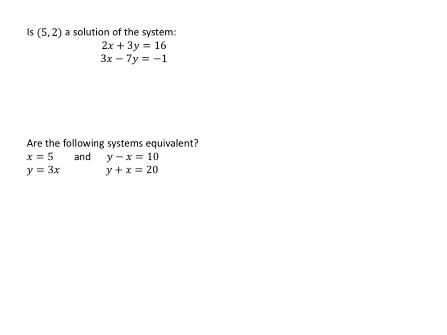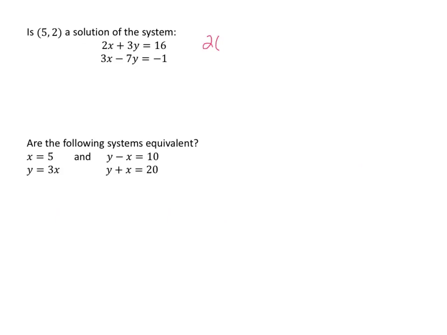So to get started, we're just going to identify a solution to a system. Is the point (5,2) a solution to this system? This is a very, very simple problem. You won't even see this on a test. You plug 5 in for x, 2 in for y, and you see if they work.